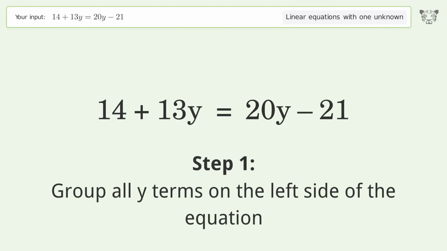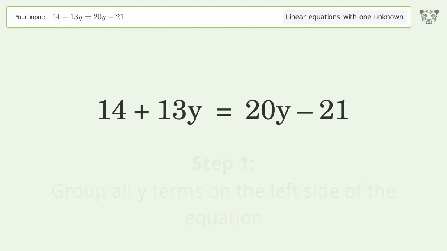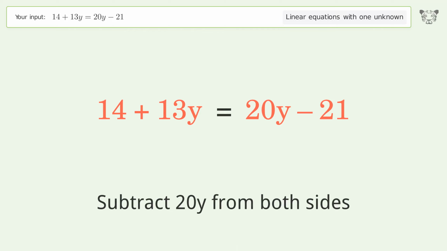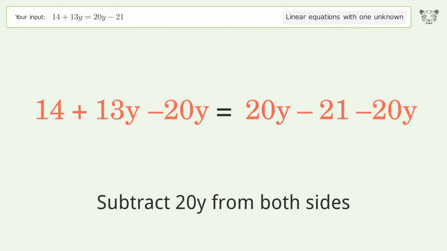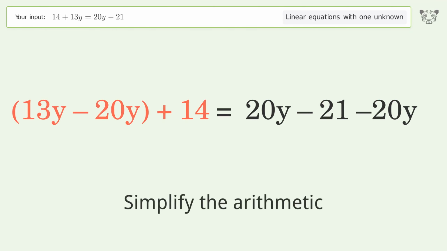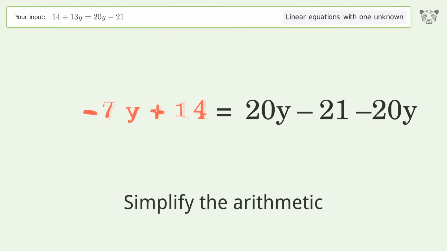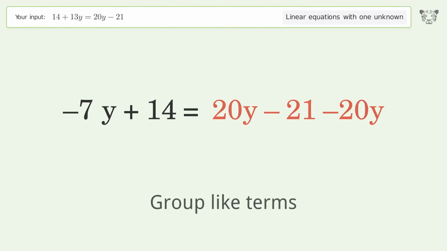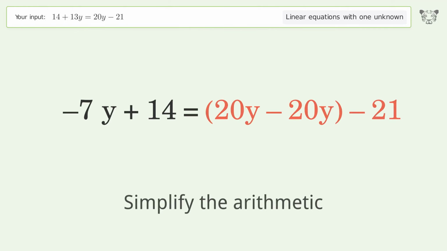Group all y terms on the left side of the equation. Subtract 20y from both sides. Group like terms. Simplify the arithmetic. Group like terms. Simplify the arithmetic.